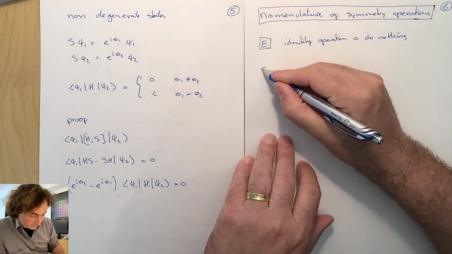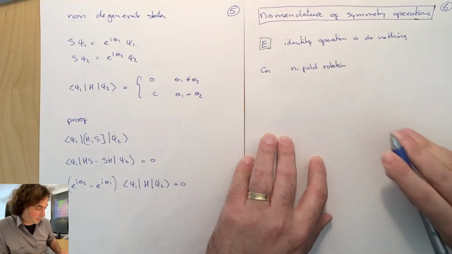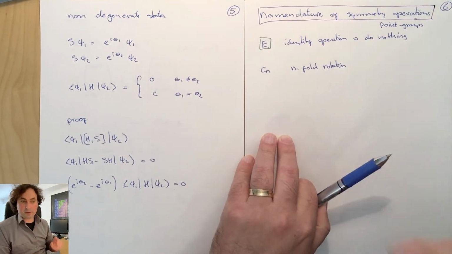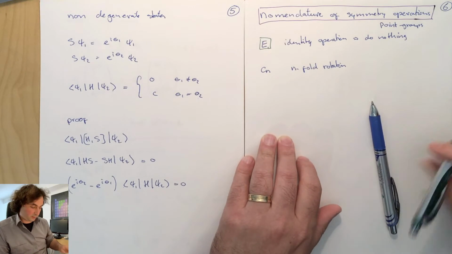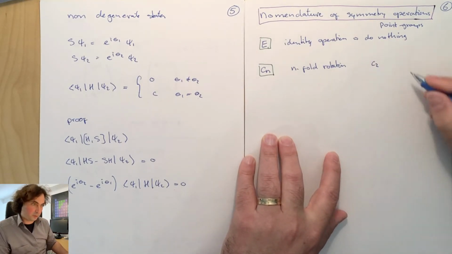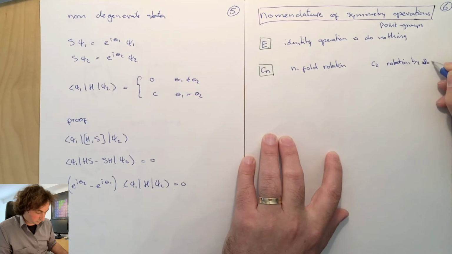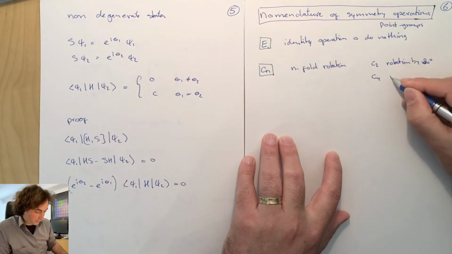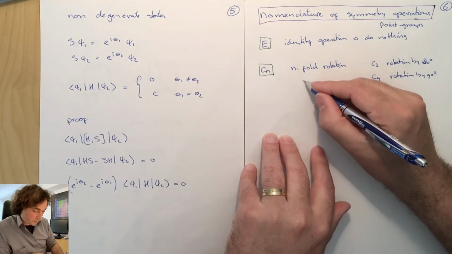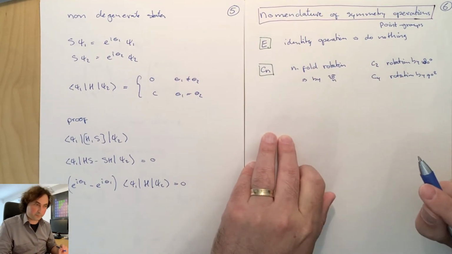Then we can have rotations, which is an n-fold rotation. And I'm going to restrict myself here to point groups, so symmetry operations around one point in space. We have an n-fold rotation, which we will call Cn. So for example, C2 is a rotation by 180 degrees. And a C4 is a rotation by 90 degrees. So an n-fold rotation is a rotation by 2 pi over n, or 360 divided by n degrees.